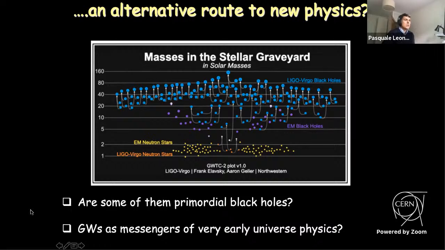But there can also be the possibility that gravitational waves are messengers of very early universe physics, since the very early universe is not opaque to gravitational waves as it is to photons. So gravitational waves are a very privileged messenger in this case, and that's why they are important for very early universe physics.